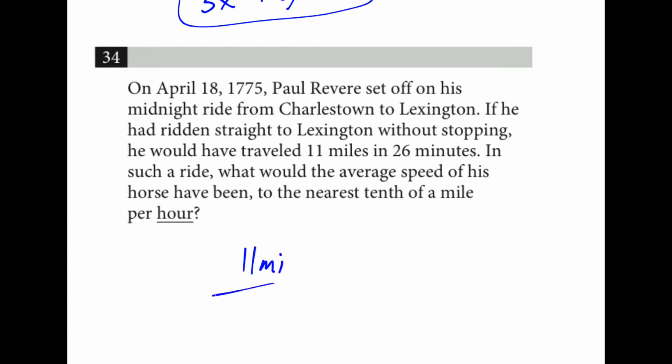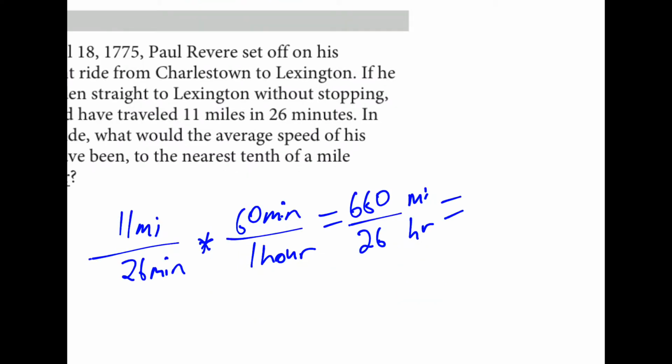11 miles in 26 minutes multiplied by 60 minutes per 1 hour will give you the miles per hour. We want this to the nearest tenth, and we get 25.4.